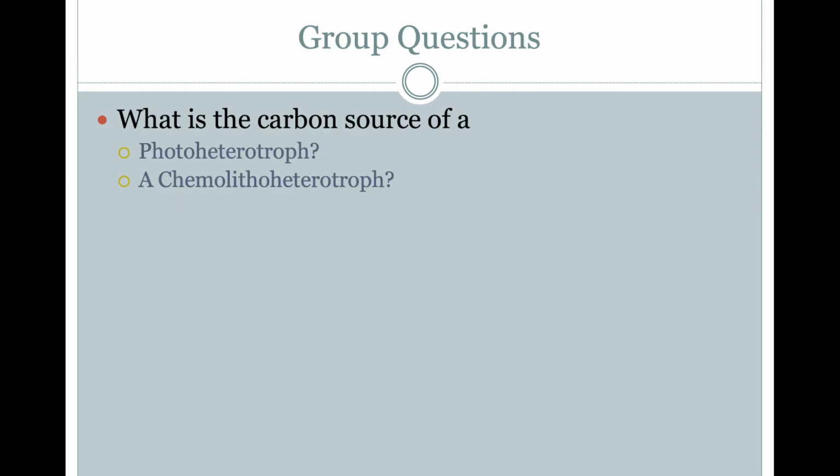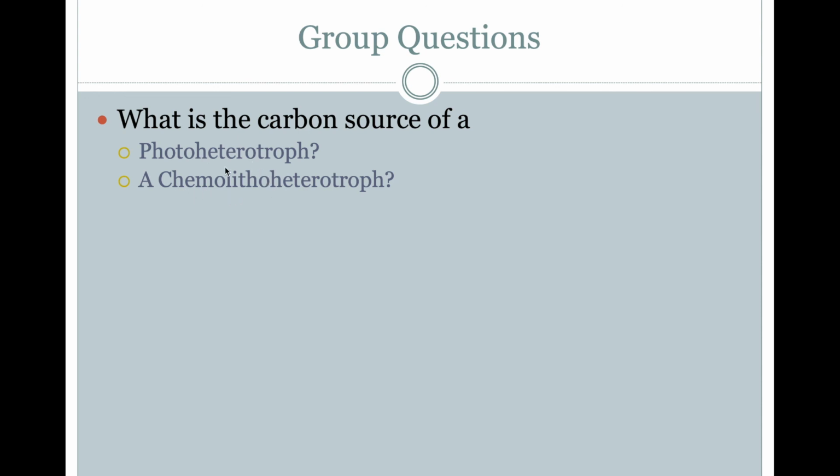So these questions you should be able to answer. We'll just go over them here. What is the carbon source of a photoheterotroph or chemolithoheterotroph? Well, you have to remember again that we can group these terms together, but we always do energy first and carbon second. So in this case, they get their energy from sunlight and they get their carbon from organic compounds. For this one, let's break it down again.